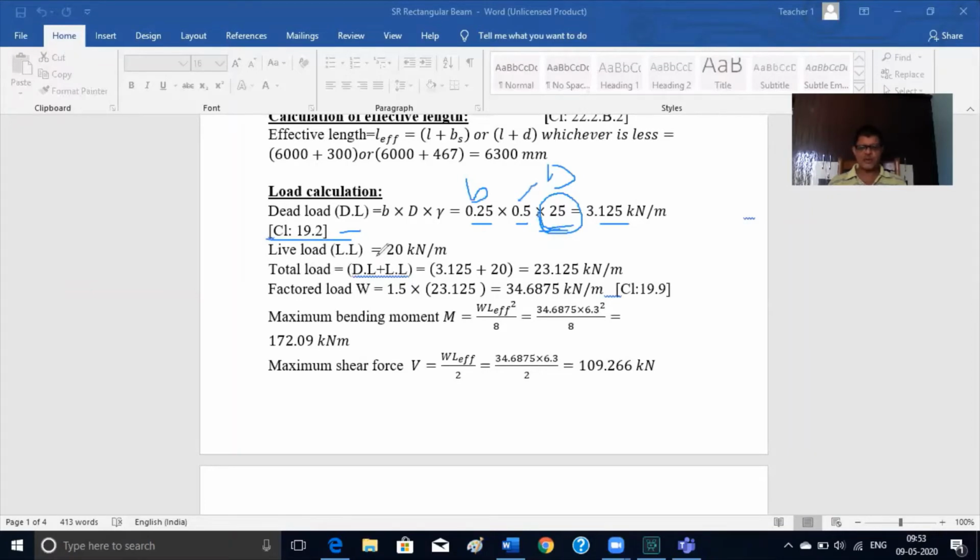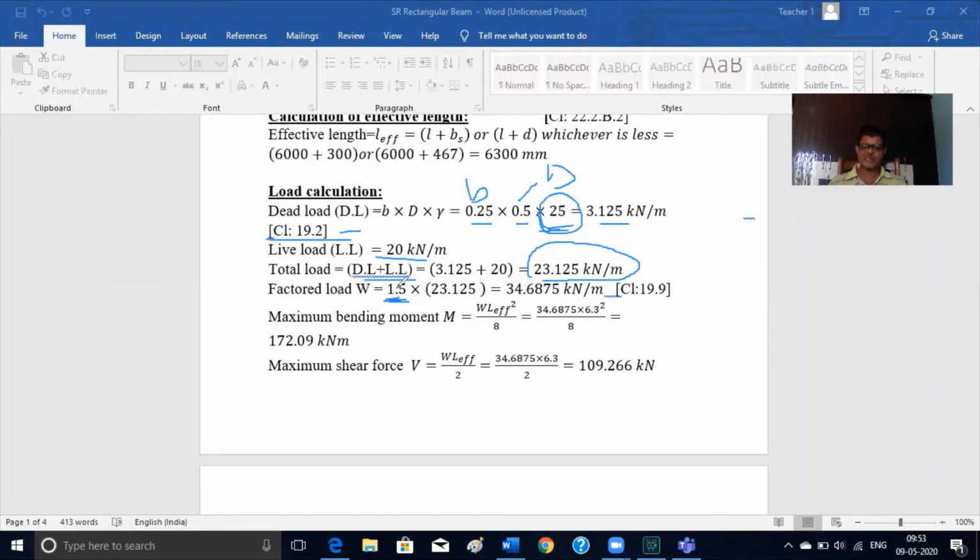And live load is given as 20. So now total load will be dead load plus live load, which comes out to this. Then you have to find out your factored load, multiplying with the load factor. Load factor is given in Table 18. You can see Table 18 on page 68.